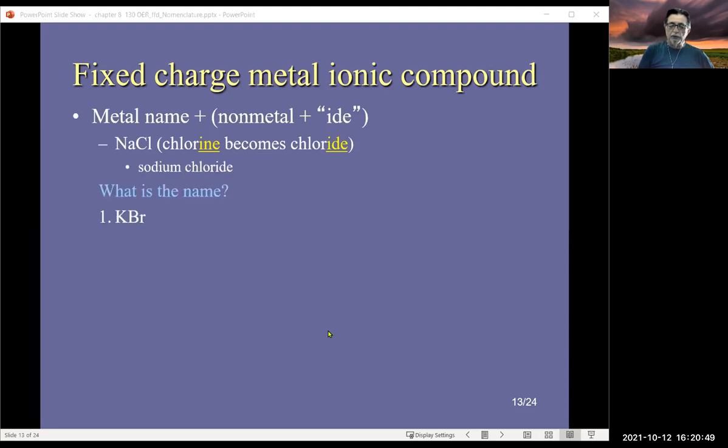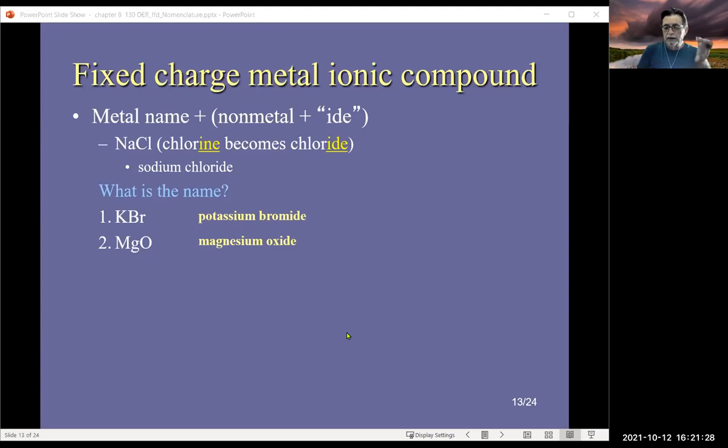Well, here we have the KBr. K is potassium. Br, as we know, is bromine. However, it is in the form of an ionic compound here. So like chlorine, we change its name to bromide. Here we have magnesium and oxygen. The name is still magnesium for the metal part, but the oxygen becomes oxide. So its name is magnesium oxide.